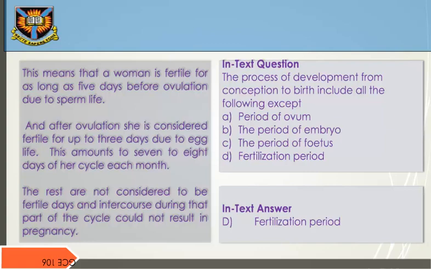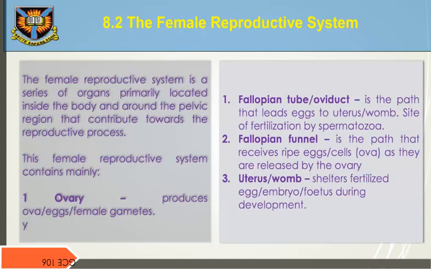The female reproductive system. The female reproductive system is a series of organs primarily located inside the body and around the pelvic region that contribute towards the reproductive process. This female reproductive system contains mainly: 1.